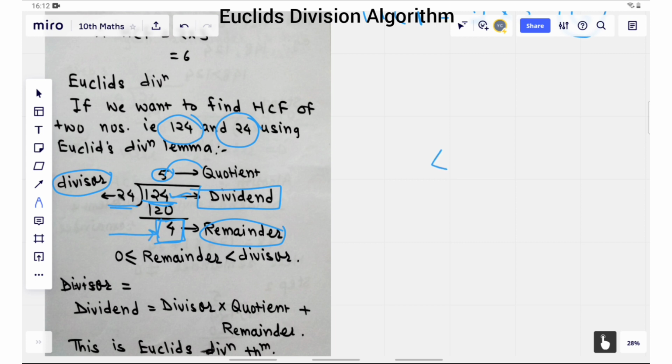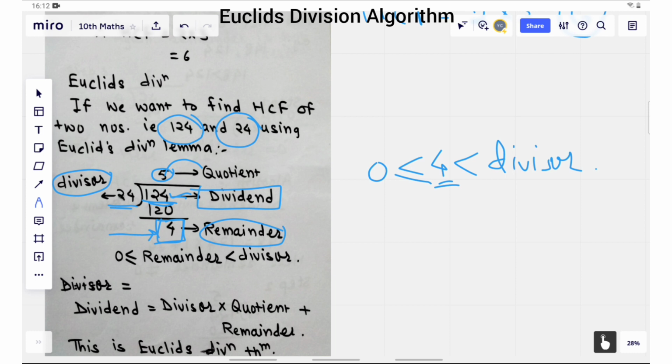The remainder must be greater than or equal to 0, it can be 0 but never negative. And that remainder must be smaller than the divisor. As we know, whenever we divide, the remainder is always less than the divisor.